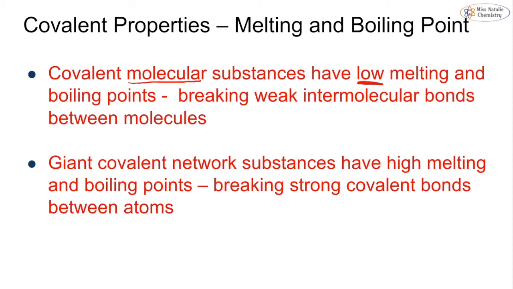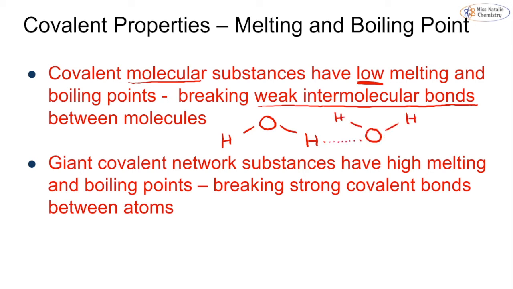The reason why is we are not actually breaking the strong covalent bonds. We are breaking the weak intermolecular bonds. So for example, if you have hydrogen connected to the oxygen to make water, then we're going to get an attraction between the hydrogen and the oxygen, and it is this bond that we are going to break in order to melt or to boil these substances. It is not the covalent bond. So molecular substances have low melting points because we're breaking weak bonds between the molecules.